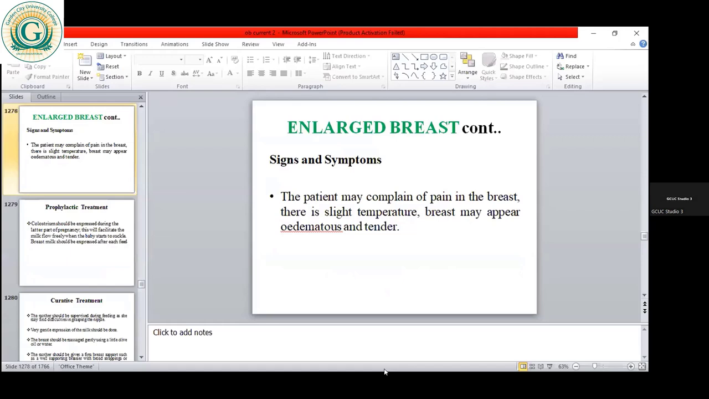With a large breast, the patient may complain of pain in the breast, slight temperature, and the breast may appear edematous and tender.